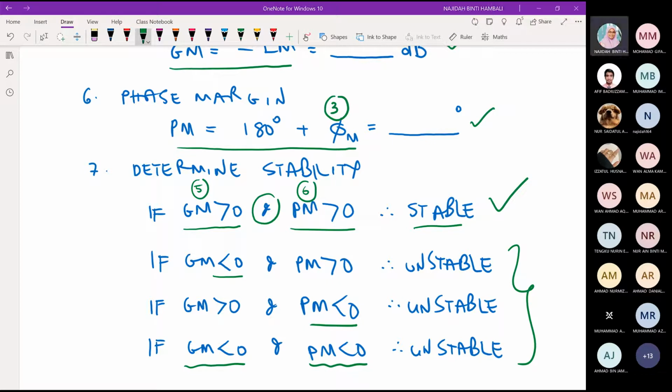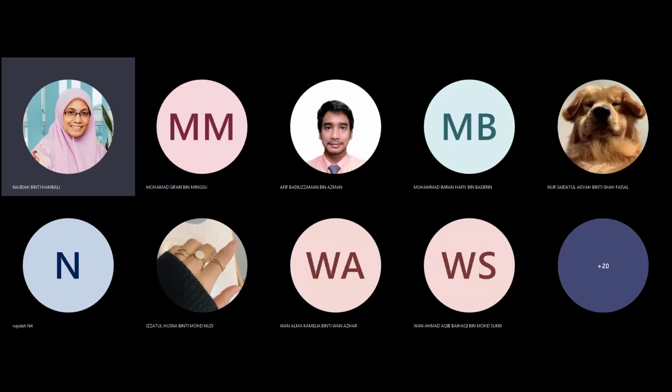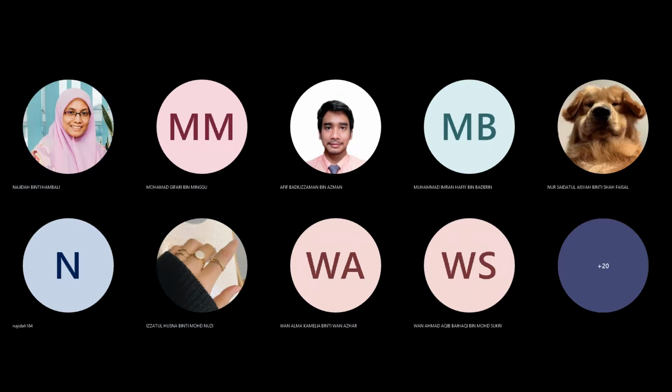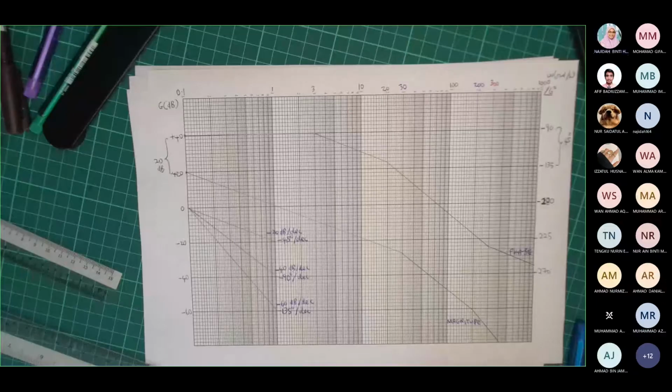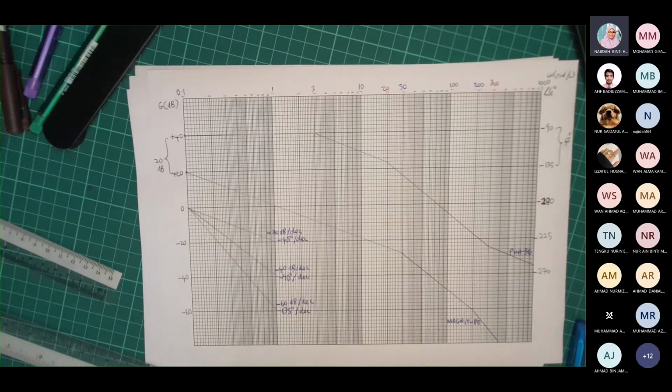Okay, stop sharing my OneNote. I want to share back my Bode plot so that we can analyze our Bode plot together. So first, let's start our first step for Bode plot analysis.